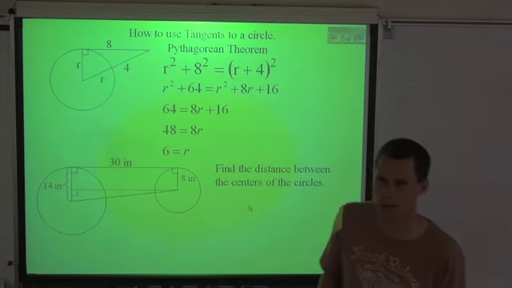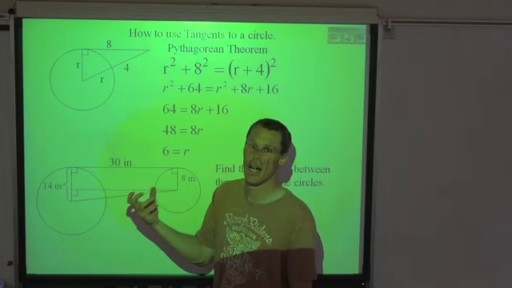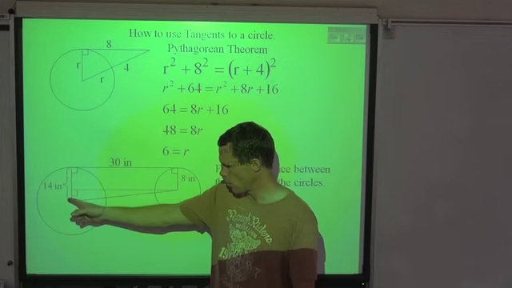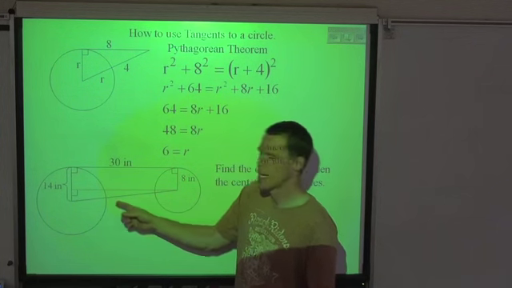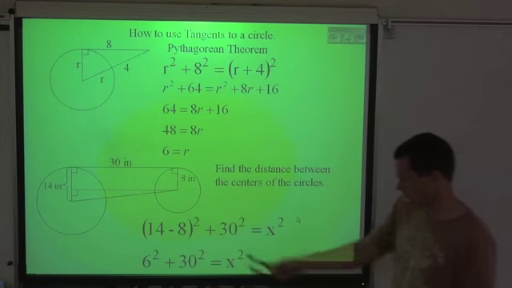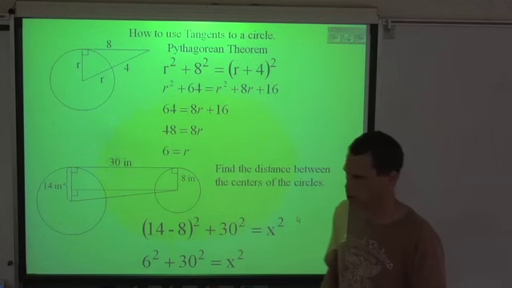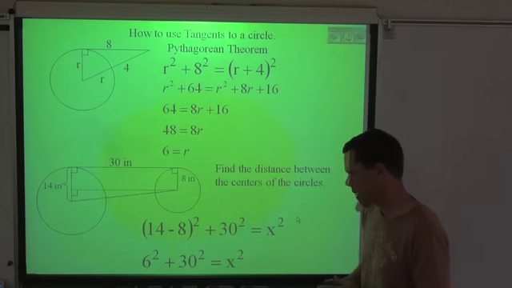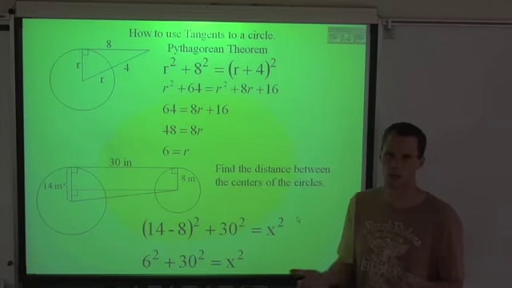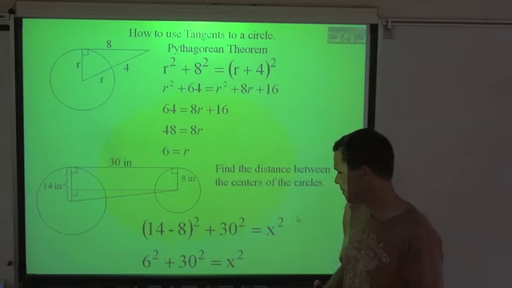The most common error made by students here is that they don't realize which side is the hypotenuse. They don't realize that the distance between the centers is the hypotenuse. So we have 6 here, 30 here, and the value we're trying to find. So we end up with 6 squared plus 30 squared is equal to x squared. If we were to go through on our calculators, we would end up having the square root of 936, which comes out to approximately 30.1. It is not that much larger.